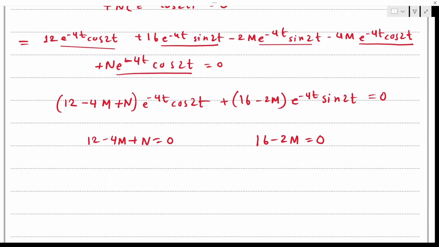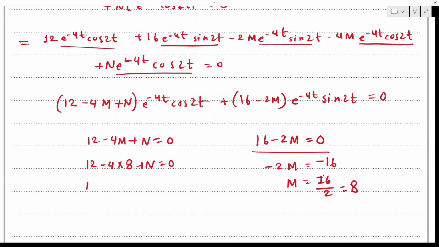Now from this equation, I can make m the subject of this expression, and I can find the value of m. So m is equal to 16 by 2, or 8. I can now use this value of m in our first equation. So 12 minus 4 into 8 plus n is equal to 0, and 12 minus 4 into 8 will give us minus 32, so minus 32 plus n is equal to 0, and n is equal to 20.